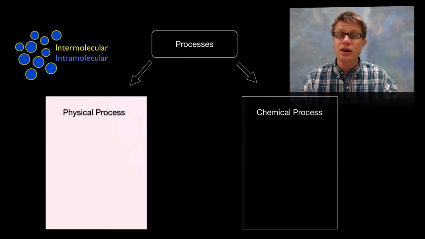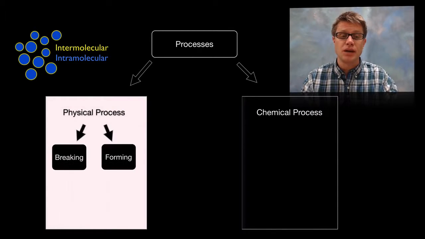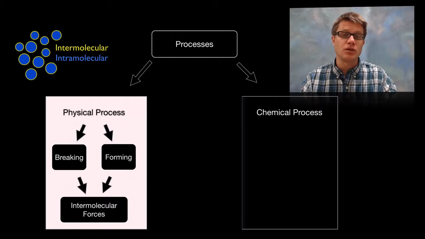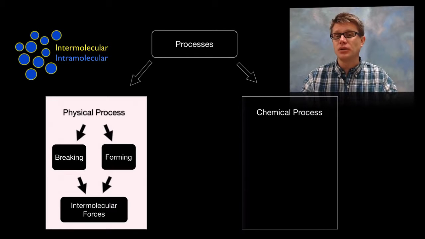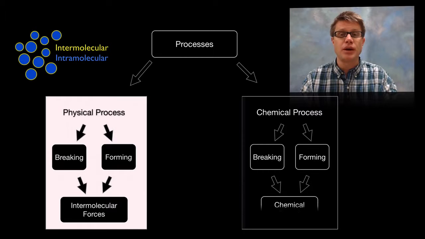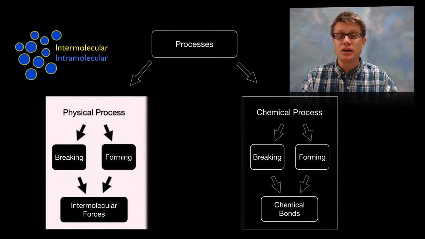And so if we're looking at processes, we can put it in one of two categories. In a physical process, what we're doing is we're breaking and forming those intermolecular forces between the molecules. And so that usually ends up in a change of state from a solid to a liquid to a gas. In a chemical process, however, what we're doing is breaking and forming those bonds. And so that's how we tell the difference between these two processes. But there's a gray area in the middle.